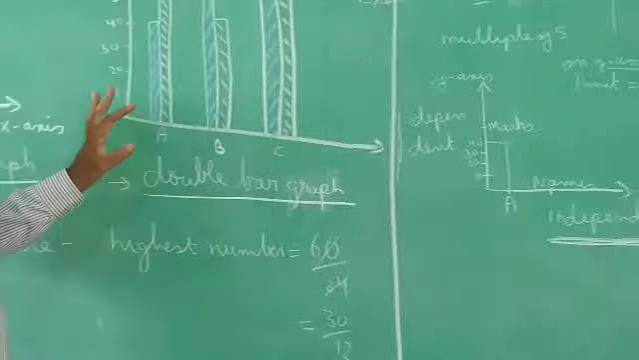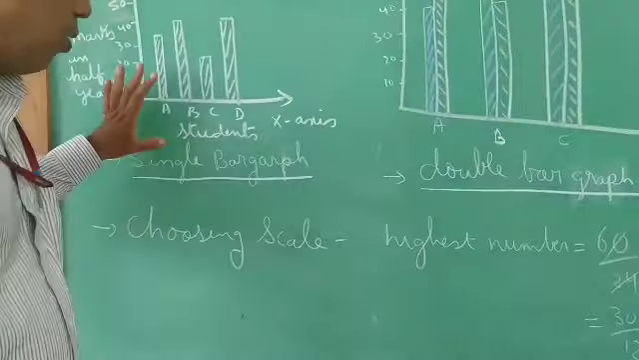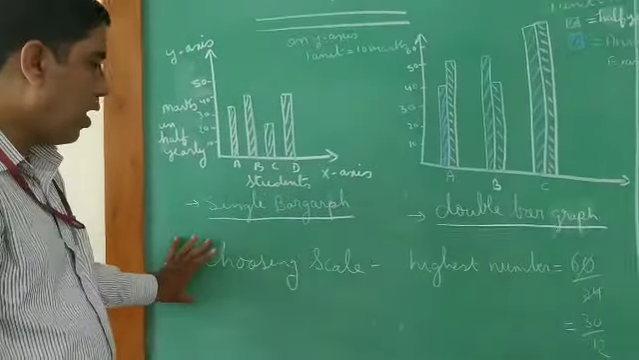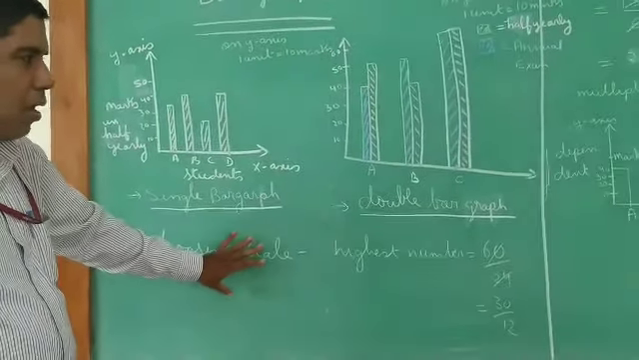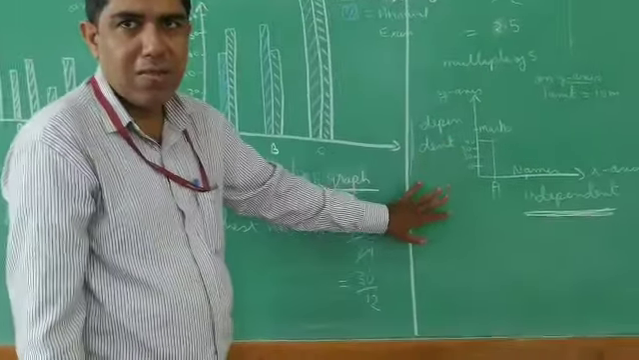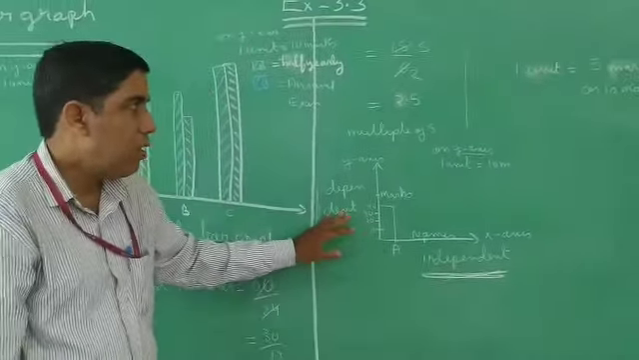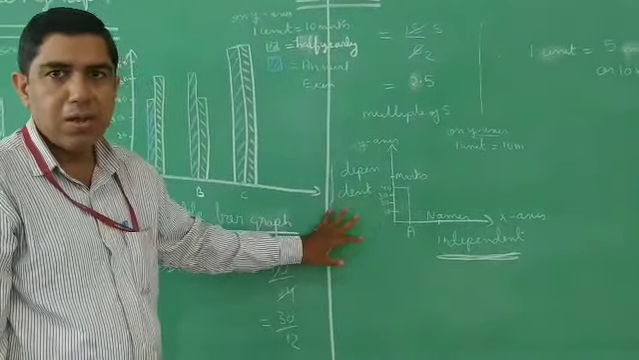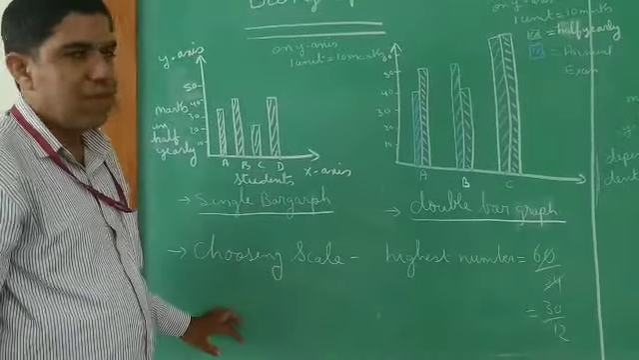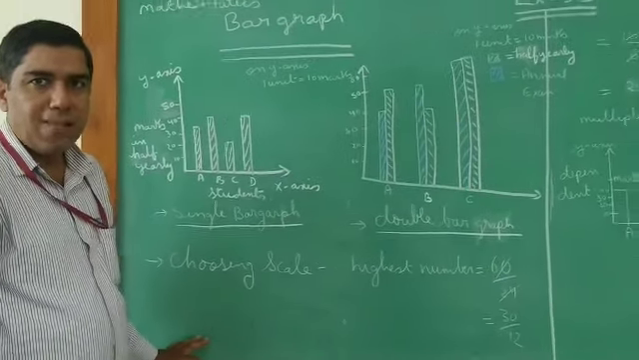So I just discussed with you the single bar graph, double bar graph, how to choose a scale, and dependent and independent variables. Here comes independent, here comes dependent. This basic is enough to understand and solve exercise 3.3. So let us see one example.